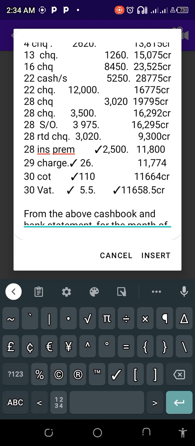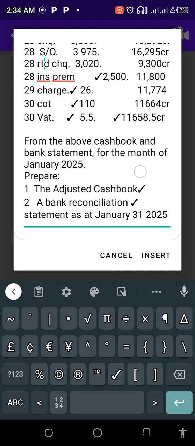Now there is what? Returned check. We can discover now that there's one returned check. When we talk about returned check on the 28th, we have 3,020. That is returned check. What we mean by returned check is what? Dishonored check. So on this note, we'll go back now and start to get the problem solved.